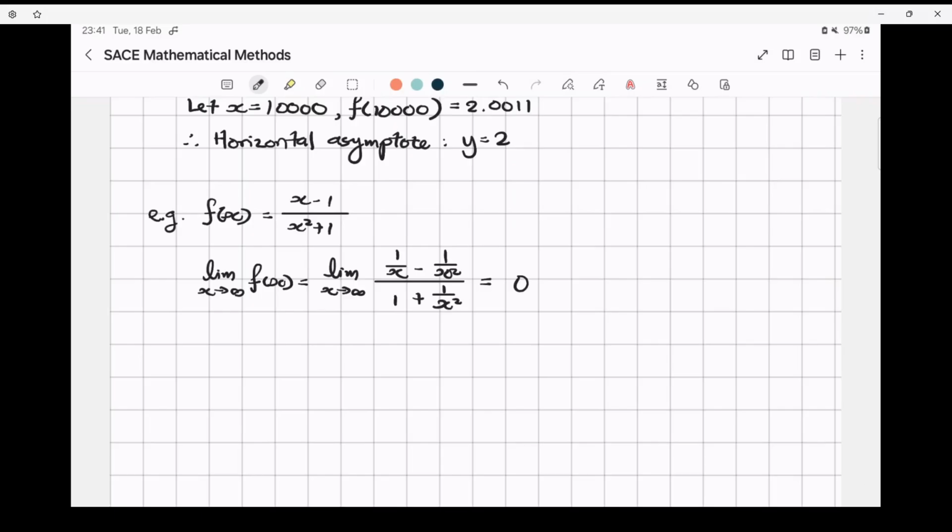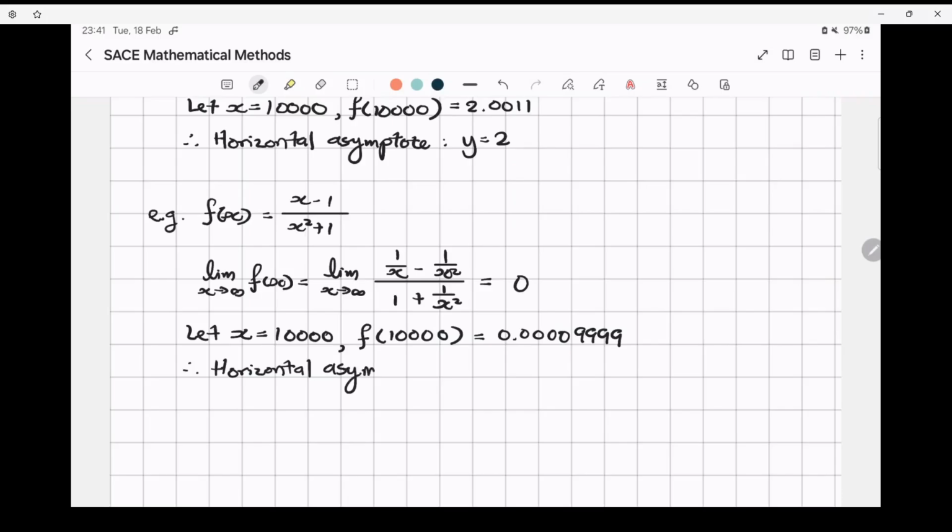So of course you can also let x be a large value, and you test whether or not this is true. So you find that this is equal to 0.00009999, which is very close to 0. So therefore, your horizontal asymptote would be y equals 0.